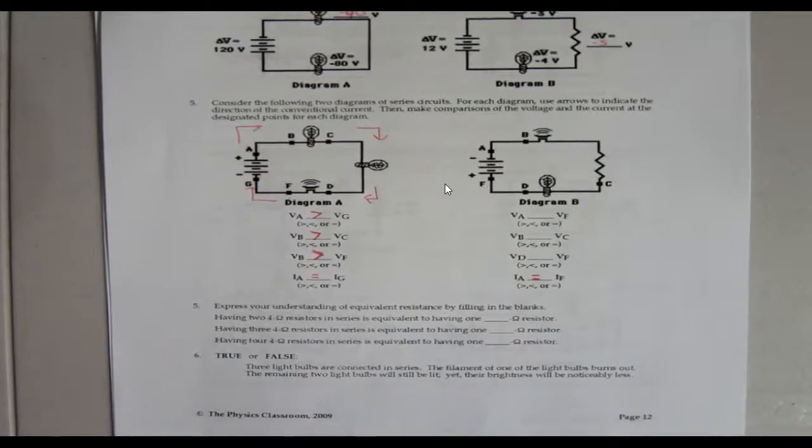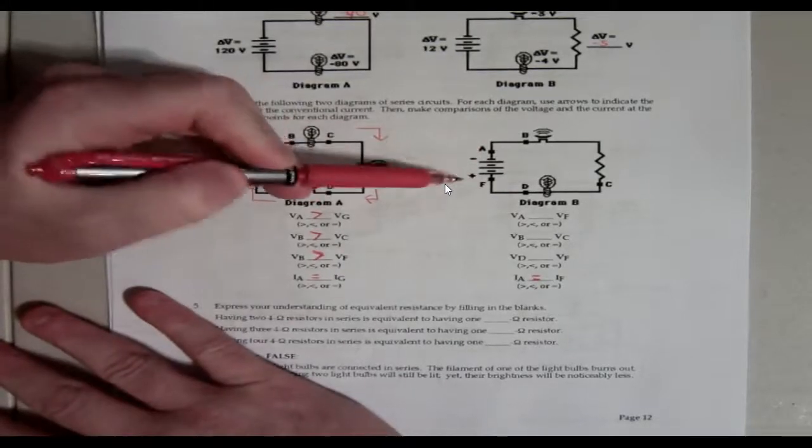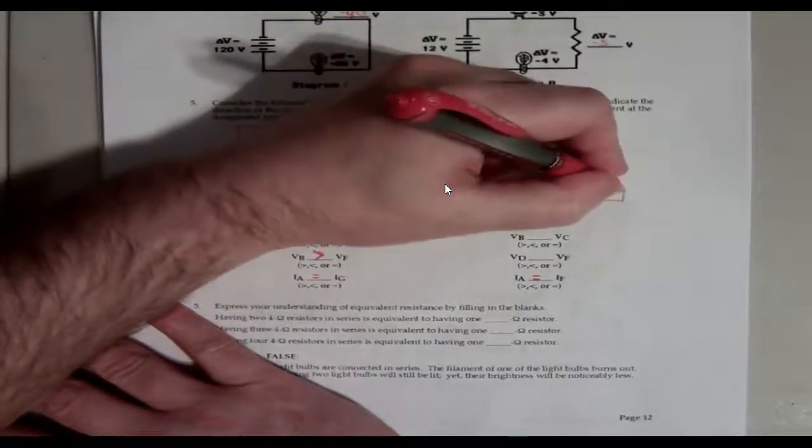So here we go. Voltage. The voltage in A versus the voltage in F. Remember, first thing, it's leaving from the plus, the positive, so let's draw that out because it says to draw it.